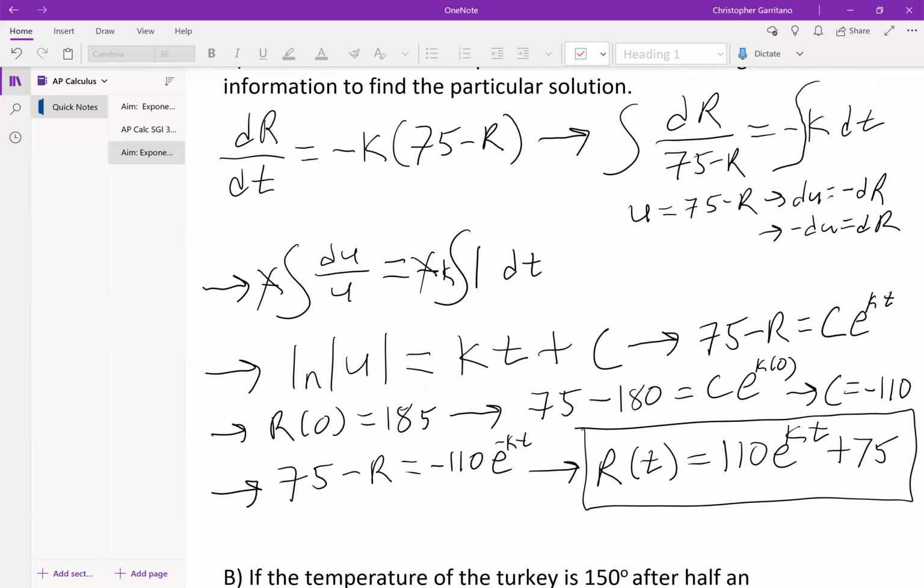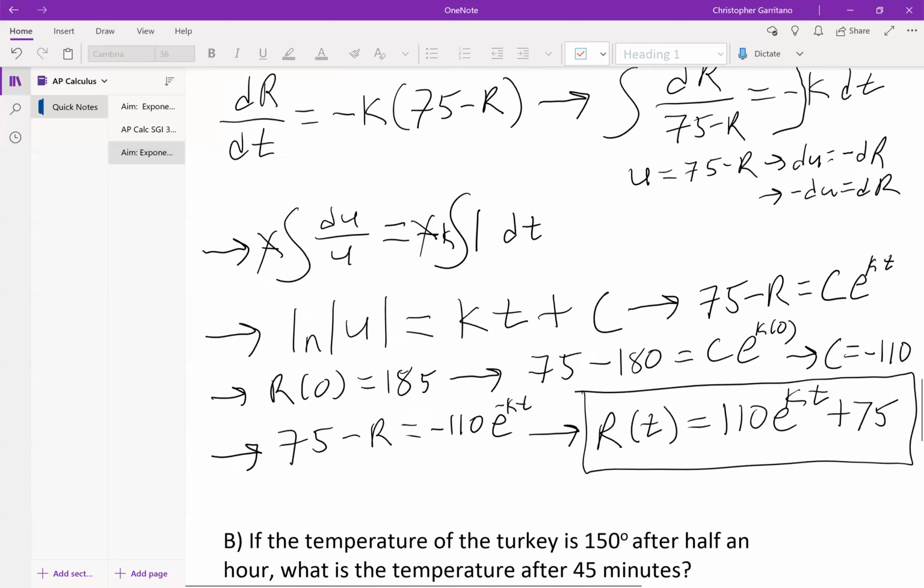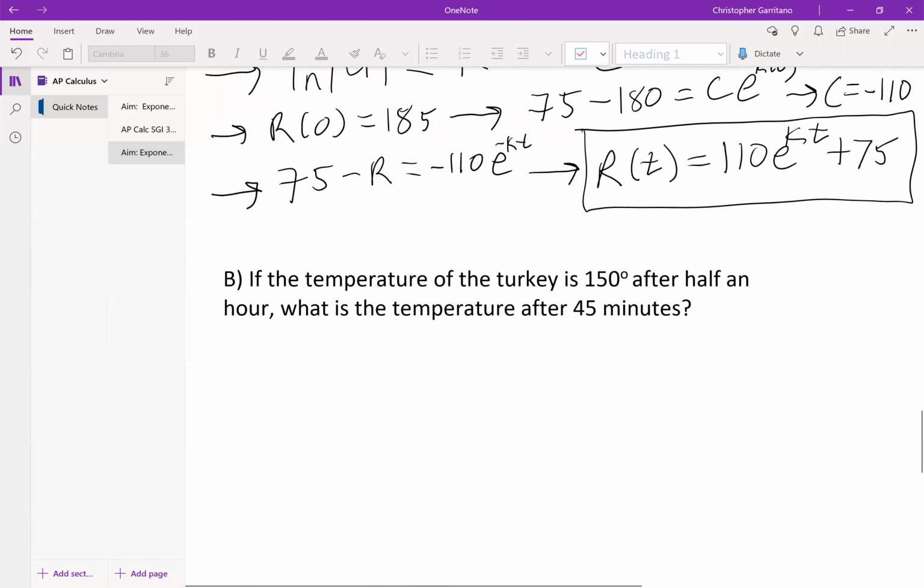You'll see in the very next step, we'll be given some more information that will then help us solve for k. But as of now, the temperature of this turkey at any particular time is equal to 110 times e to the kt plus 75. So let's move on. If the temperature of the turkey is 150 degrees after half an hour, what is the temperature after 45 minutes? So this is sort of a two-parter.